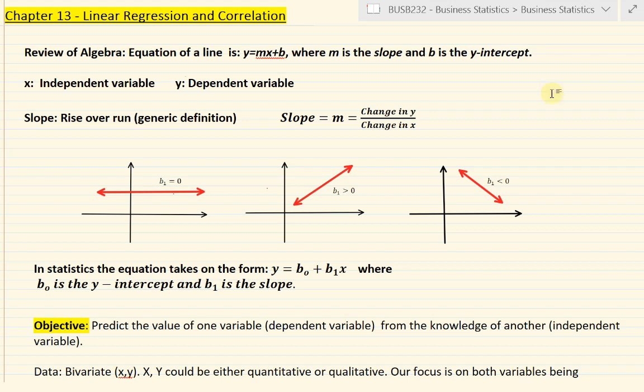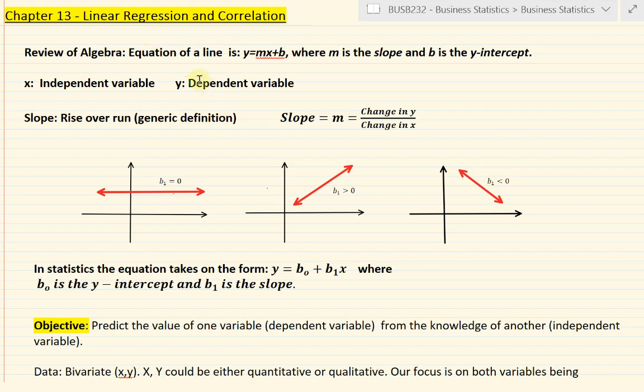Hello everyone. We have reached the prediction portion of this course, and with that we're going to go to chapter 13. The title of the chapter is Linear Regression and Correlation, perhaps one of the most powerful techniques in statistics, regression analysis, which is used in order to make predictions.